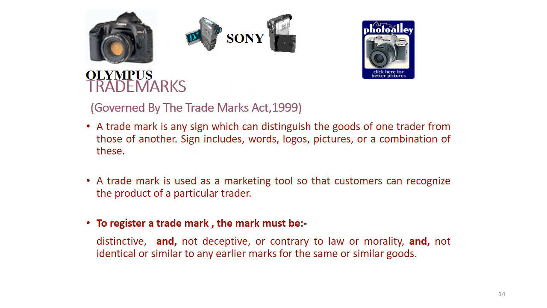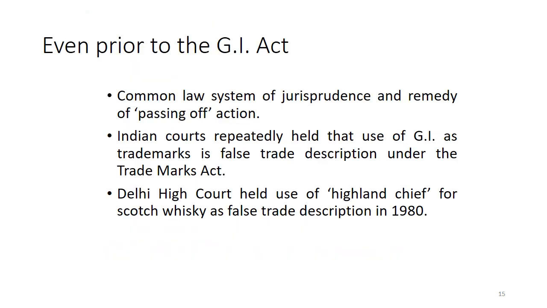Next thing will be the trademarks, like Olympus, Sony and Photo Gallery. So these are the trademarks that are governed by the Trademarks Act 1999. It is a sign which distinguishes the goods of one trader from another. So the sign will include words, logos, pictures, combinations of these, etc. So the trademark is used as a marketing tool, and it will recognize the product of a particular trader. So to register a trademark, it must be distinctive and not deceptive. It should not be contrary to law or morality, and it should not be identical or similar to any earlier marks for the same or similar goods.